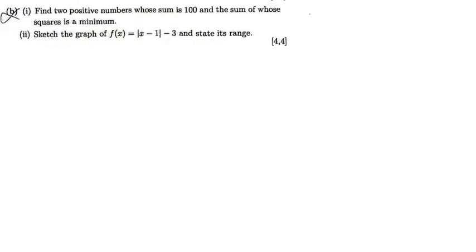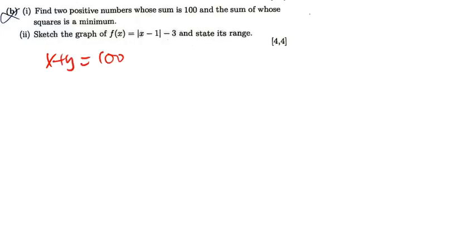Let us now talk about question 3b, which is saying find two positive numbers whose sum is 100 and the sum of whose squares is the minimum. Okay, so we need to find two numbers. Those two numbers, we don't know them, but if you add them, you need to get the sum, which is going to be 100. So we can say that x plus y should give us 100.